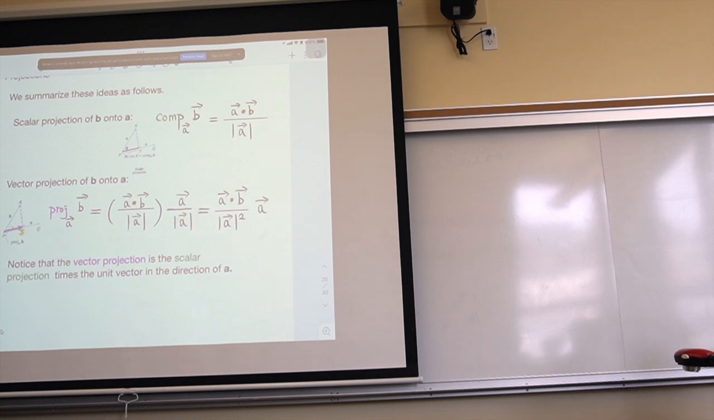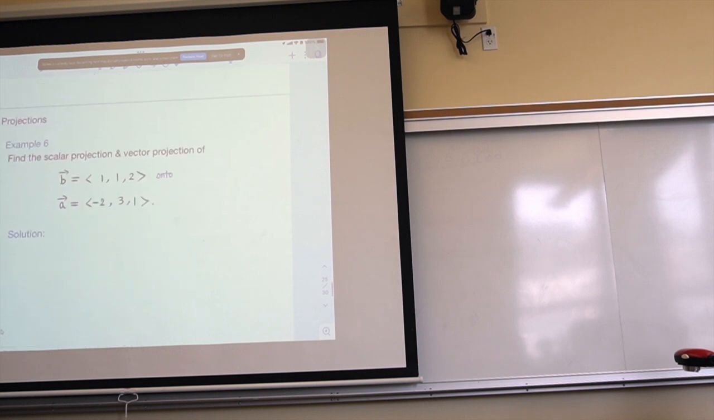Which makes sense, right? Because this is the length of the shadow, and you just take the length of the shadow times the direction of the shadow, which is the A direction, right? Okay, it takes some time to get used to all those notations. So be patient with yourself, sit down and think about it, okay?